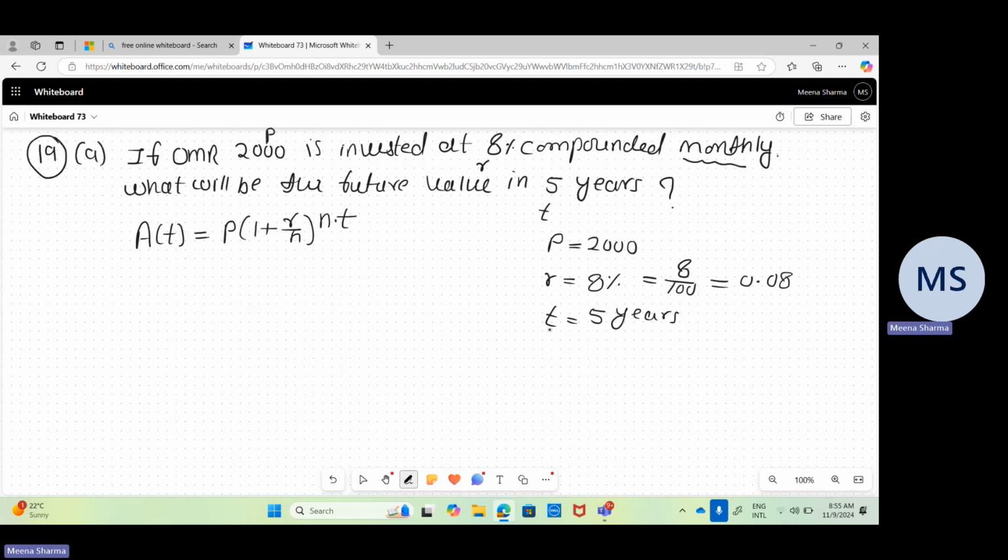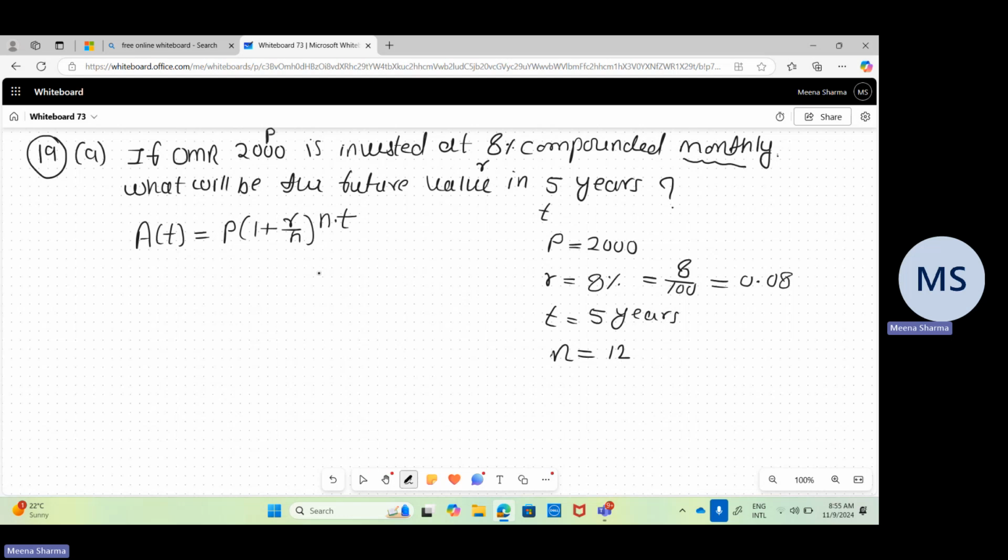Monthly means in 1 year we have 12 months. So how many times is it compounded in a year? It is 12. So n equal to 12, because it is monthly. In 1 year, how many months? 12. So it is compounded 12 times in a year. Okay, so n equal to 12.